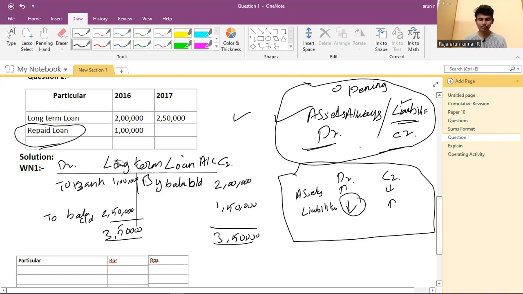Then how do you show that? By proceeds from loan. Okay, this is the simple logic. You take this in the financing activity.